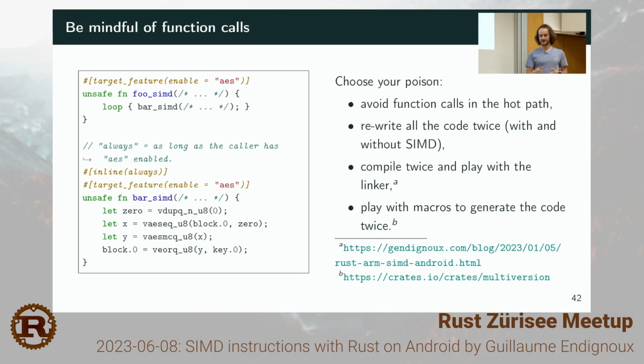And the last approach is to use macros to take your input source code, and the macro will output two variants of your code with and without the features. And this is what the multi-version crate is aiming to do. I didn't dig into the details, so I don't know if it works if you call several functions transitively like this.